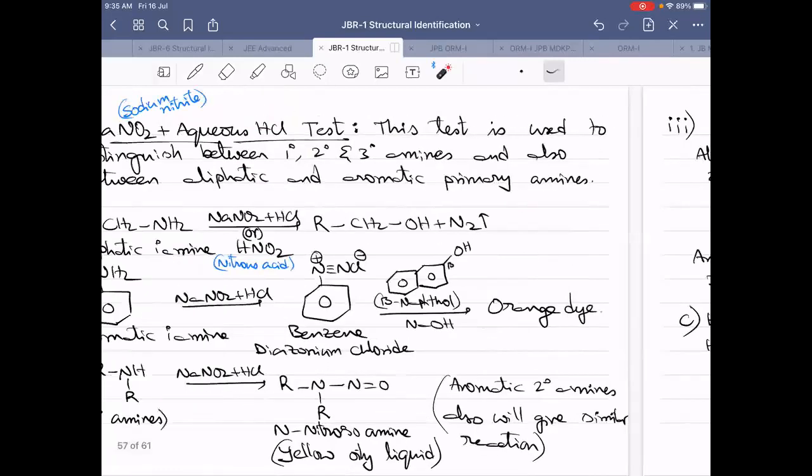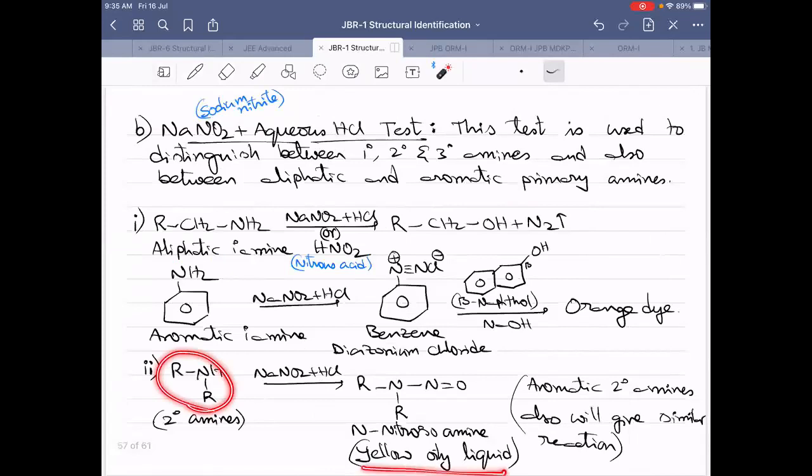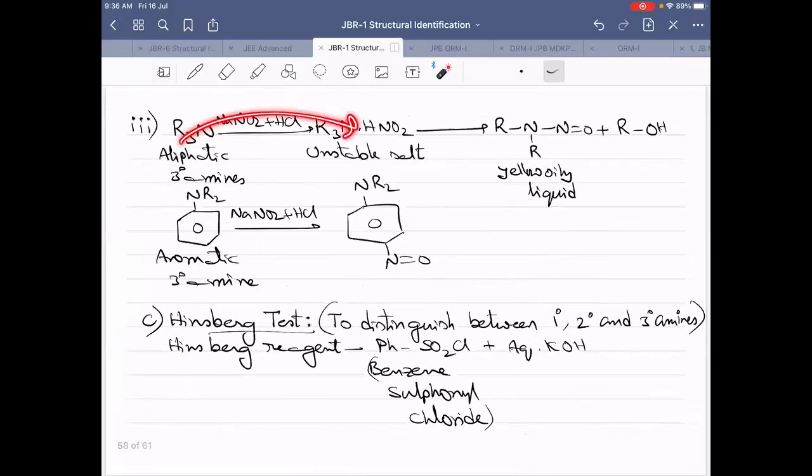Then what is the difference? Here the yellow oily liquid is formed directly or immediately, whereas here the yellow oily liquid is formed after formation of this compound, an unstable salt, which on decomposing gives a yellow oily liquid. Means some time will be taken here. Okay, that is one difference.